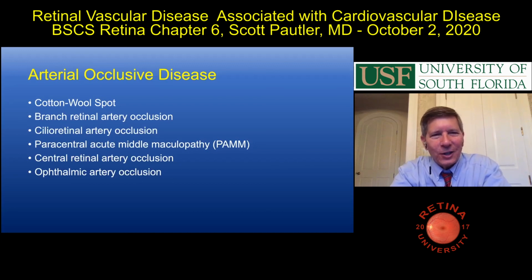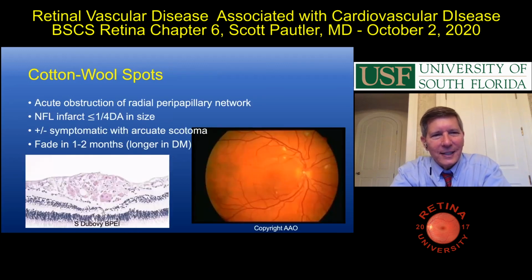I'll get started on arterial occlusive disease. So cotton wool patches, we'll start with those. Occasionally you'll see patients who come in with one or more isolated cotton wool spots. Cotton wool spots are seen in a number of different disorders, and sometimes they're associated with other retinal findings that clue you into the cause. But at other times you see them in an isolated situation. As you know, they represent acute obstruction of the radial peripapillary network, the pre-capillary arterioles.